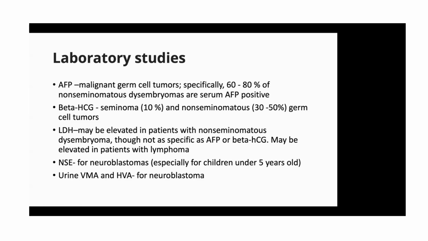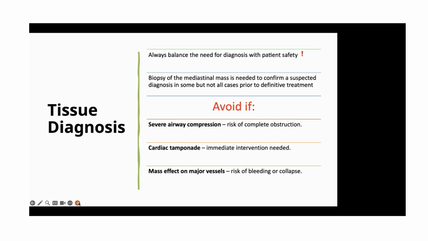Then we have NSE, neuron-specific enolase, for neuroblastoma. This is especially important for children under 5 years old. In small children, if we suspect neuroblastoma, we always check VMA and HVA in the urine. This is very sensitive, up to 90% sensitive and specific for neuroblastoma. So these are the lab tests you can also do, and they might be very helpful for the diagnosis.